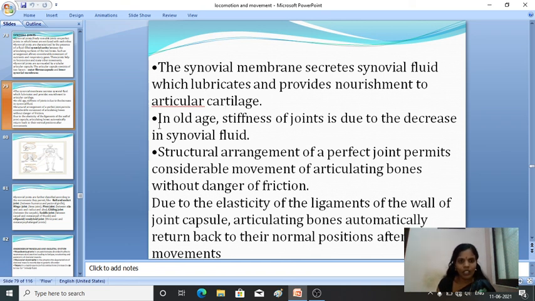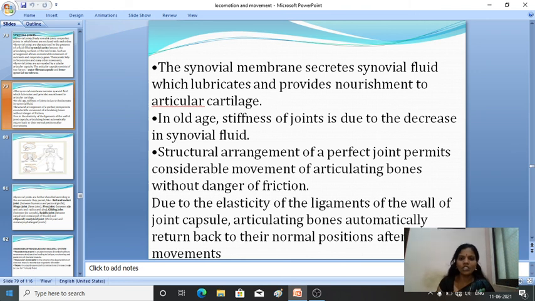In old age, the stiffness of joints is due to the decrease in the synovial fluid. After old age, what happens? Completely the bone density will decrease and the bones will become more delicate. Yes or no? So here what happens? The stiffness of the joints is due to the reduction in the synovial fluid.